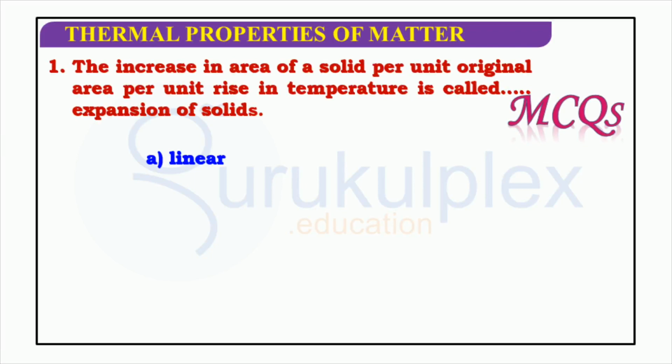The answers are A. Linear, B. Areal, C. Cubical, and D. Volumetric. Expansion of solids is the increase in area of a solid per unit original area per unit rise in temperature. There are four kinds of expansion: linear, areal, cubical, and volumetric.